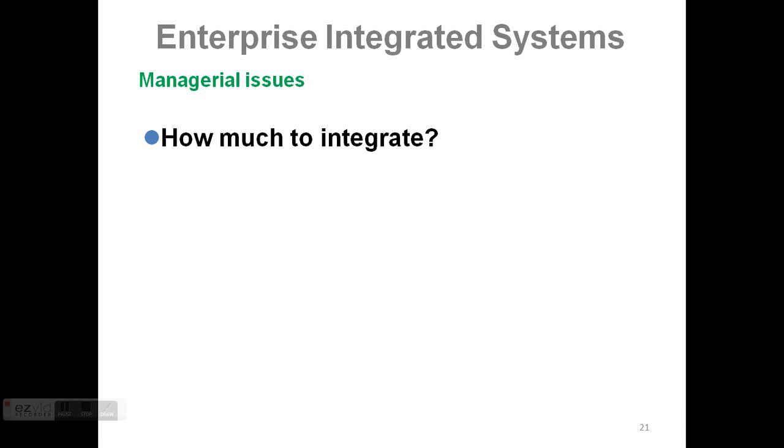There are also managerial issues that have to be taken into consideration when we're talking about enterprise integrated systems, especially those ERP, CRM, and MIS. It's important for us to know how much to integrate. You can't go with the big bang. What is the role of IT? How IT can help? Not everything is about IT, so the processes and other issues are really relevant to enterprise integration.